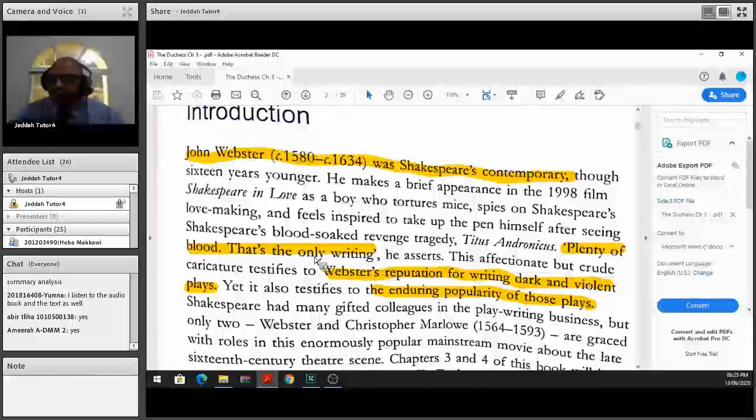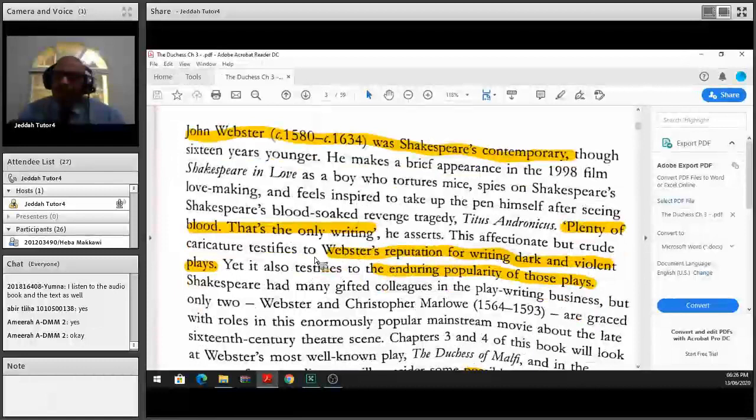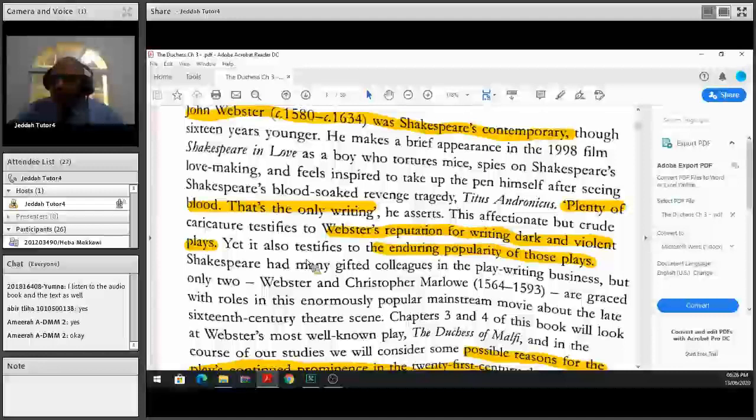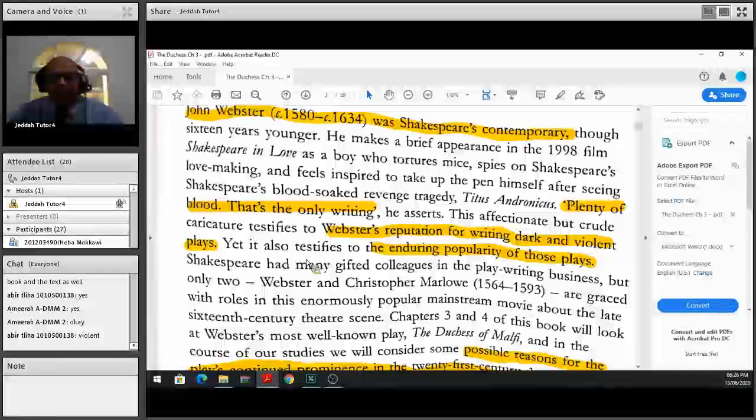So John Webster was born in 1580 and he died in 1634. And like I said, he was one of Shakespeare's contemporaries, though he was 16 years younger than Shakespeare. John Webster has a reputation for plot. His plays are all about revenge and revenge tragedies. And if we talk about revenge tragedies, we talk about bloodletting and bloodshed. So plenty of blood.